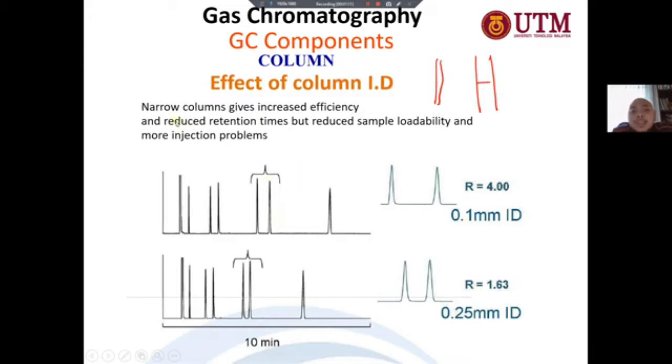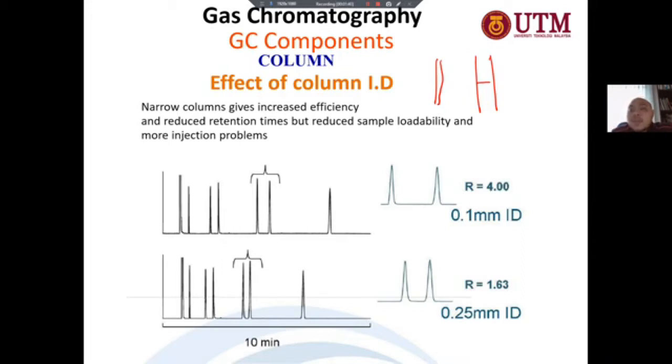If you look over here, it says narrower columns give increased efficiency and reduced detection time, but reduce sample loadability and more injection problems. What does this mean? Sample loadability means you cannot inject at high volume or at high concentration, because when the column internal diameter is lower, the thickness of the coating also is not that big, so you cannot inject a lot of sample.